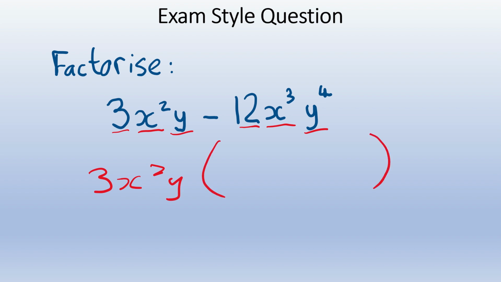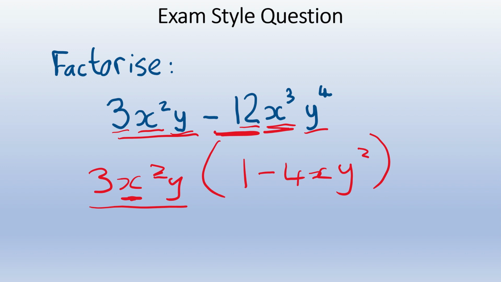I then got to fill in my brackets. If we look at this, 3x squared y times 1 will give me 3x squared y up here. For our second term, we just got to be a bit more careful. 3 times minus 4 will give me my minus 12 up here. x squared times x will give me my x cubed up here. And y times y to the power 3 will give me my y to the power 4 up here.